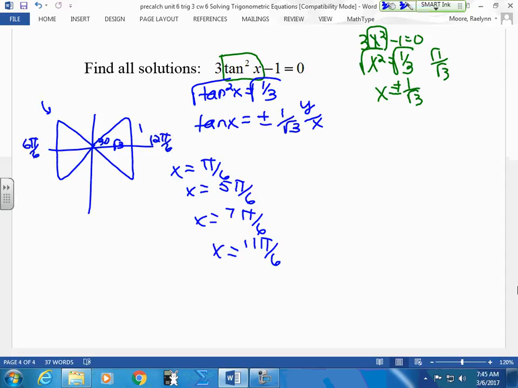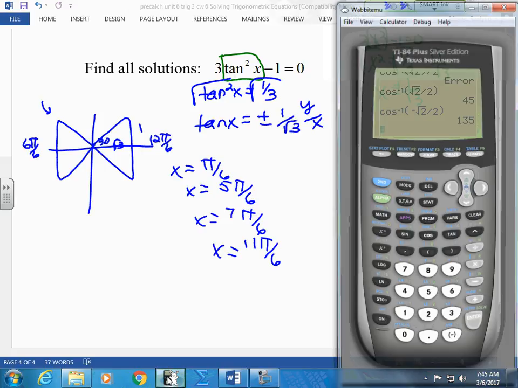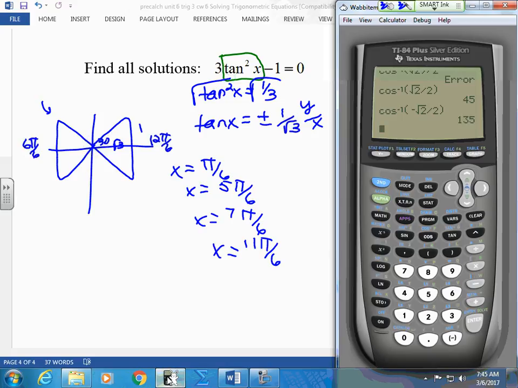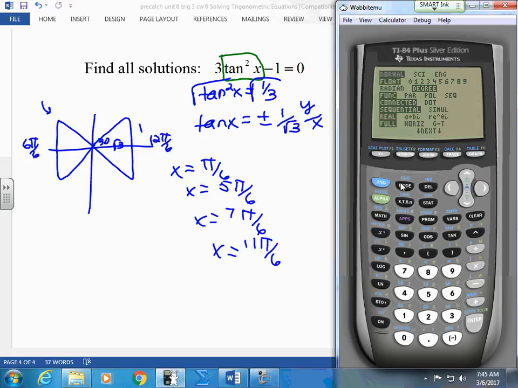And on my calculator, if I'm not seeing that, I can put this in. Let's leave my mode in radians. Let me check this answer. This looks a little bit strange. So let me just put one of these in. 3 times the tangent of, let's pick one. Let's pick 7 pi over 6.